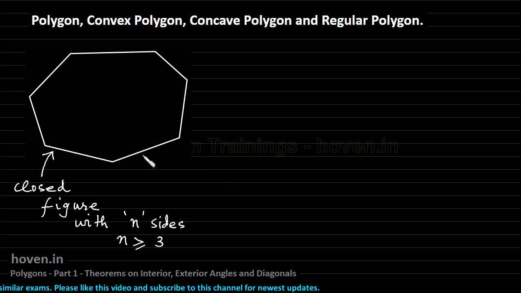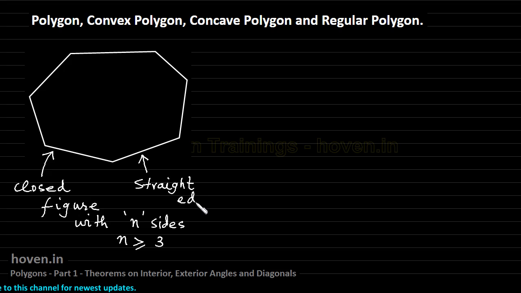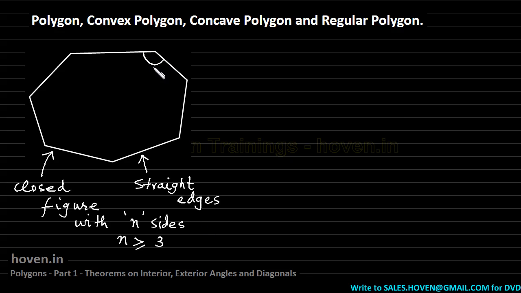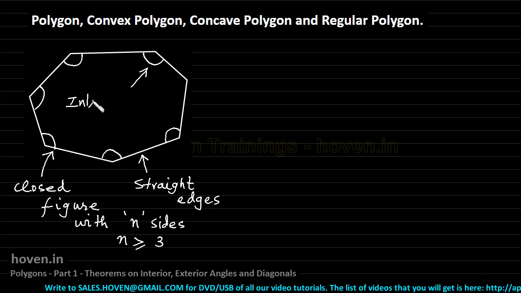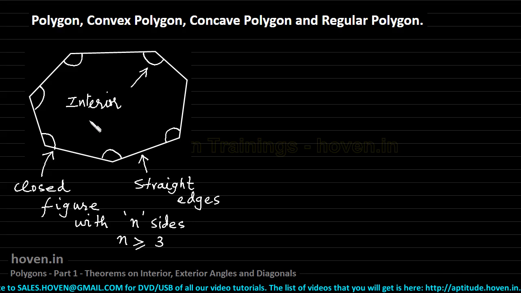So we can write another quality, straight edges. If this edge had been curved, then it would not have been a polygon. And the number of interior angles: this angle is called an interior angle, the angle on the interior side. These are the various interior angles for this polygon. These are called interior angles.